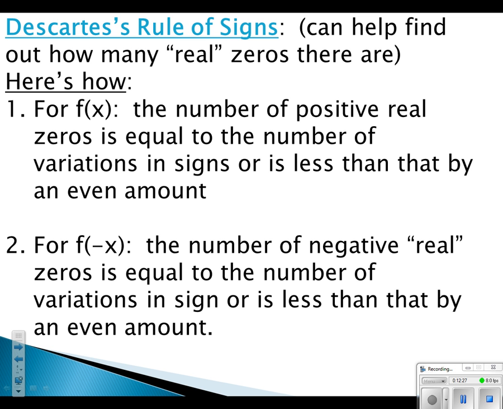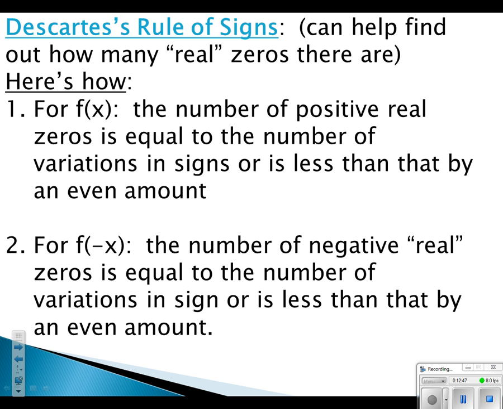So looking for these, two things to consider. For your function given to you, for f of x, the number of positive real zeros is going to be equal to the number of variations in sign, or less than that by an even amount. Let me translate real quick.